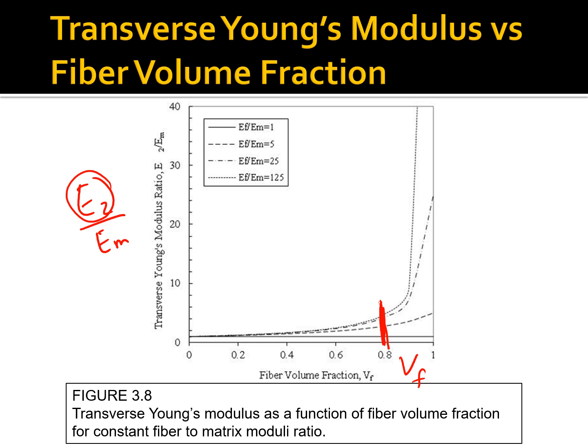So this is basically to show that most of the contribution for E2 is going to come from the matrix modulus. And we have drawn these lines for different fiber to matrix moduli ratios, just to show you that even if your fiber to matrix moduli ratio is very high, it takes a very high fiber volume fraction to see the effect of the fiber in the value of E2 itself.